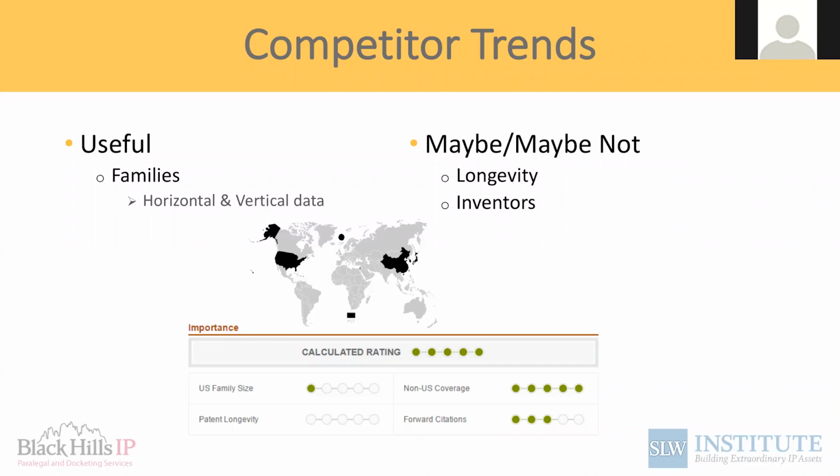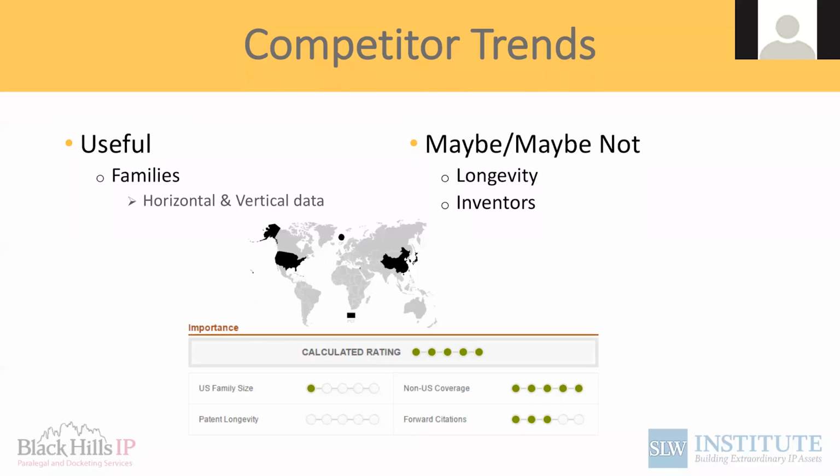There's two other data points that potentially have value. Longevity, the first one that I'll talk about. Longevity is interesting because if used correctly, it can tell you if somebody is spending more money, and spend generally signifies value. Because most of the time annuities are going to be due, annuities, renewals, maintenance fees on these patents, and the longer they're alive, the more they cost.